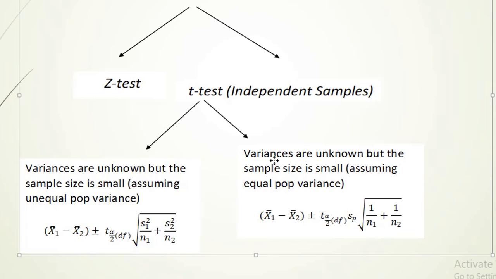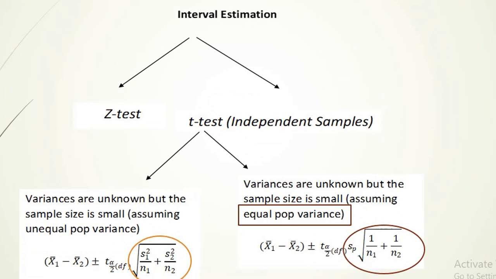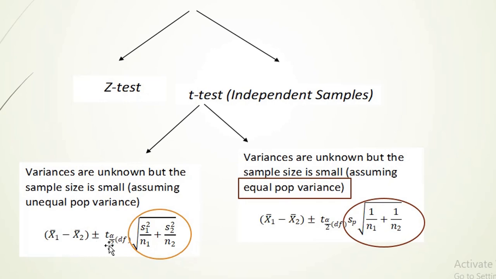The second assumption is variances are unknown, but the sample size is large, assuming equal population variances. What does it mean? If you are taking two groups, for example men and women, you are taking a sample of 30 men and a sample of 40 females from the population. You are assuming that the dispersion in the men group will be the same as the dispersion in the female group. So what's the difference? The point estimate of the difference between population means is the same, bar x1 minus bar x2. Here you just focus on two things: standard error and table value.